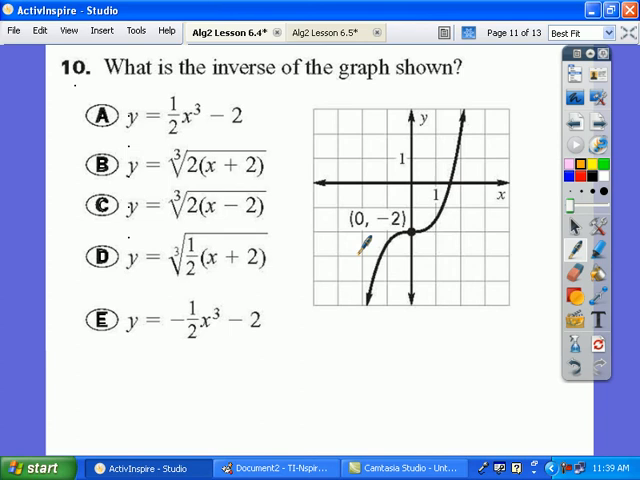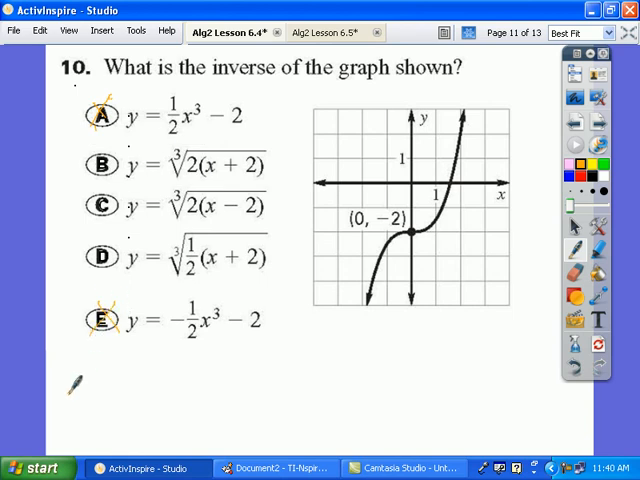Okay. So if I have x cubed and I want to talk about the inverse, what kind of function is an inverse function of x cubed? Just the cube root. Okay? So I look at choices A and choices E and I say, well, wait, that's not a cube root. Hey, that's not a cube root.